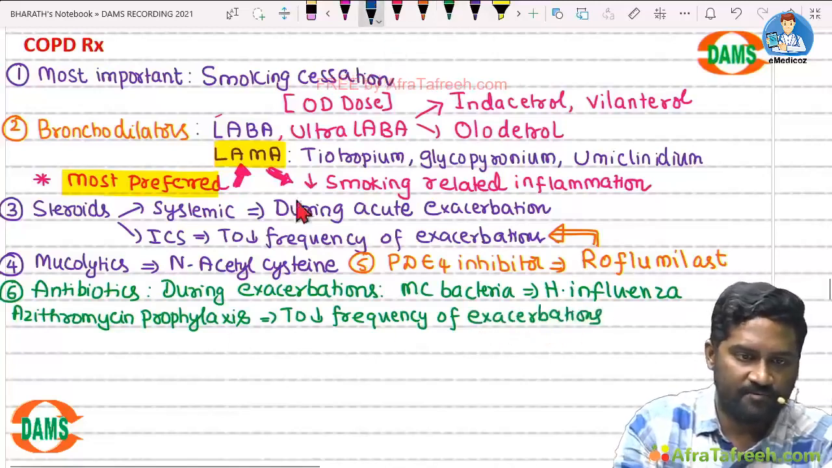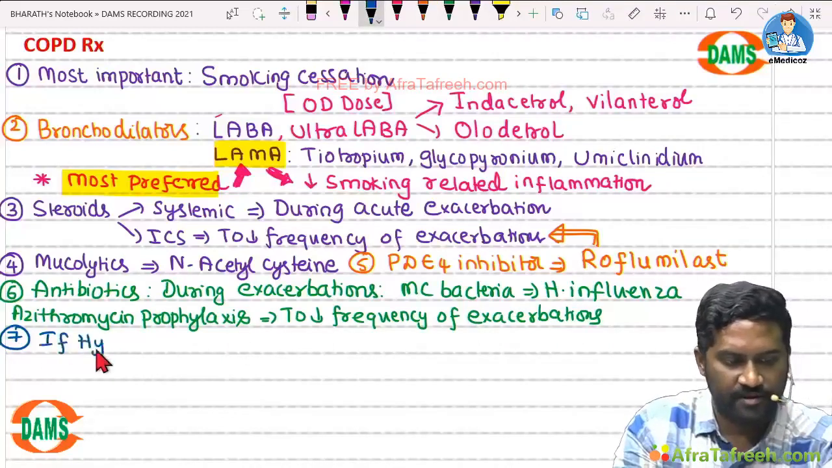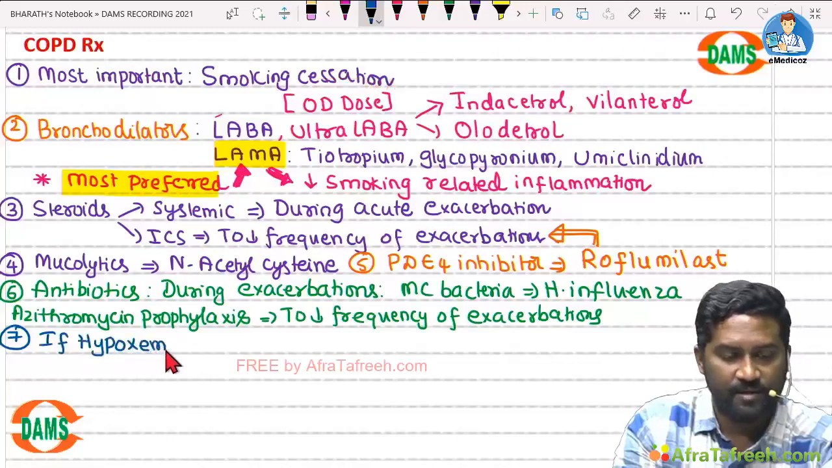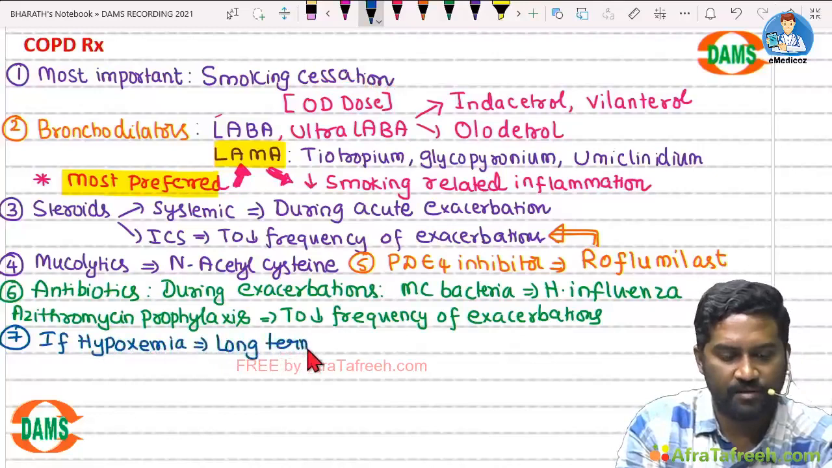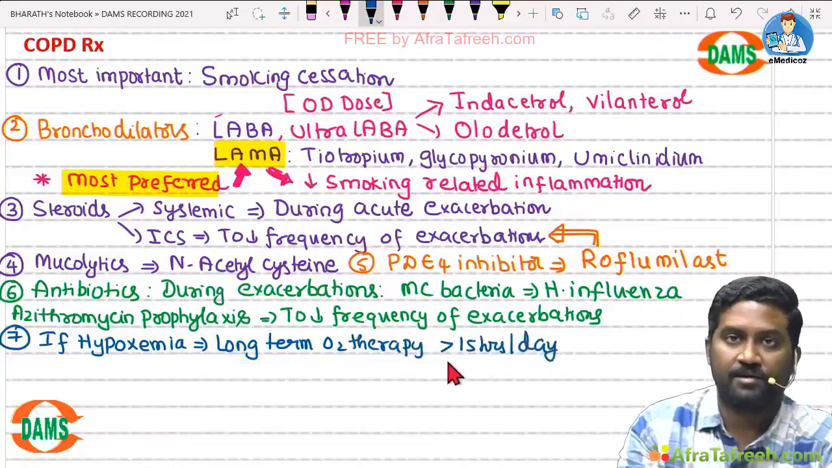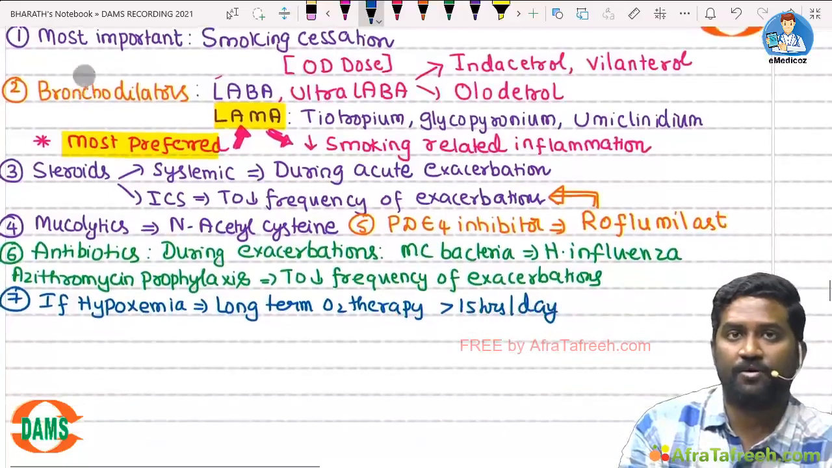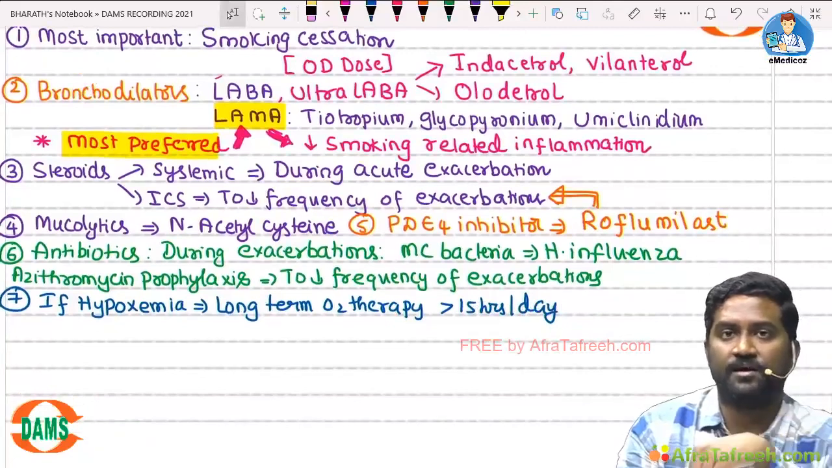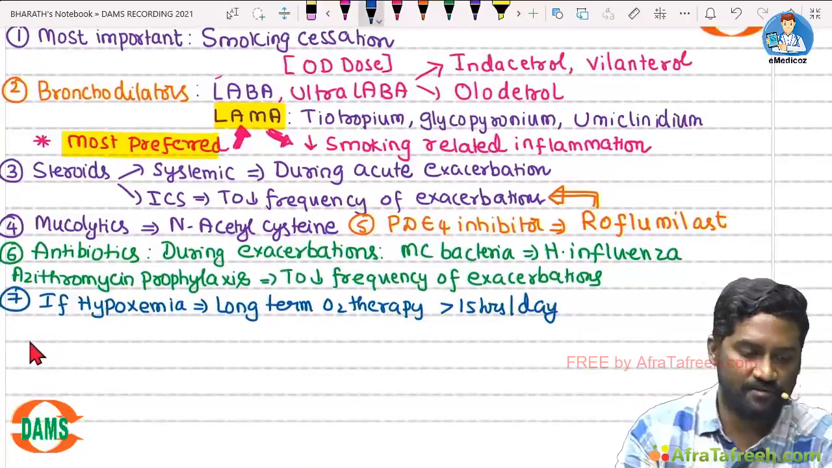Now, if the patient develops hypoxemia, this patient requires long-term oxygen therapy, usually more than 15 hours per day. Points to be noted here. You give for prolonged duration, but what do you give? Low flow oxygen. And what will be your target saturation? It will be only 88 to 92% in COPD.